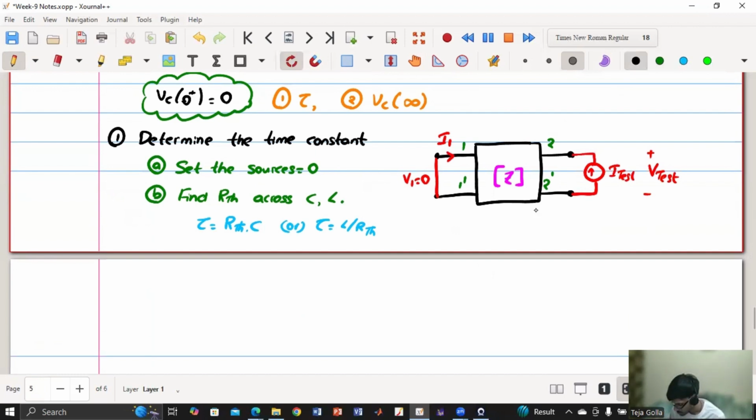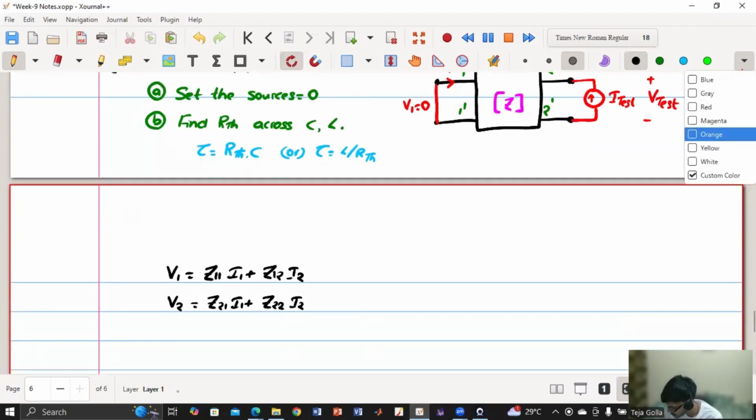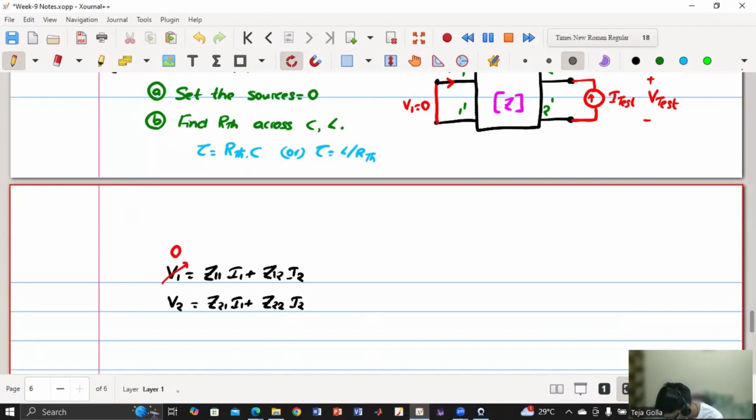Yes, sir. So now I'll write the expression for V1 and I1. So I know V1 is equal to Z11 I1 plus Z12 I2, and V2 is equal to Z21 I1 plus Z22 I2, right? And V1 is 0. So I'll substitute that. So this implies 0 equal to Z11 I1 plus Z12 I2, and I2 is nothing but I test, right? So let me calculate the value of I1. I1 is minus Z12 by Z11 into I test. Agree?